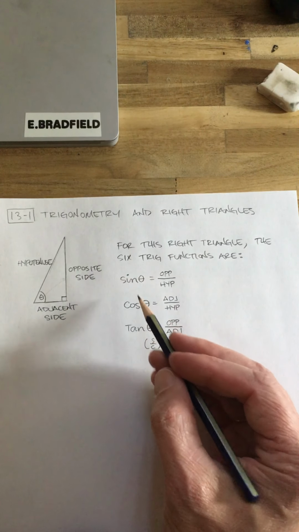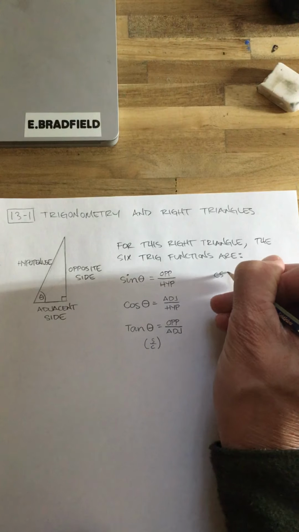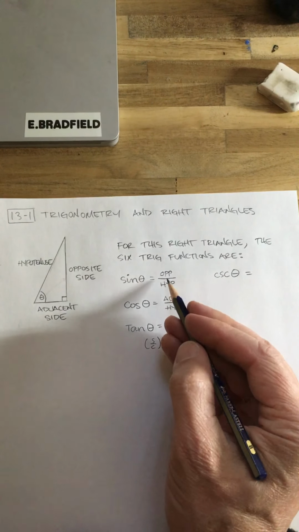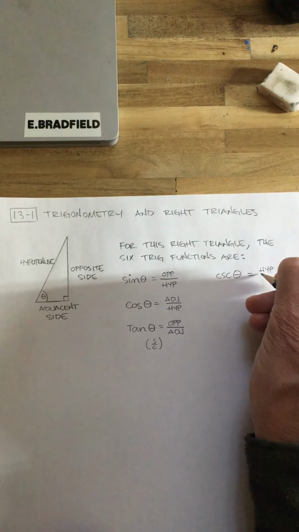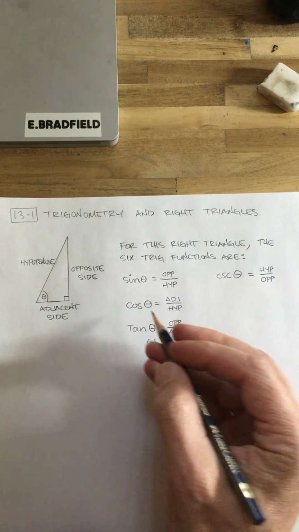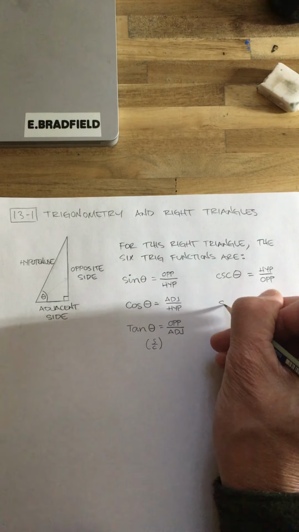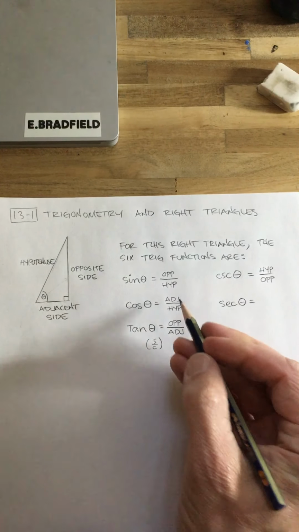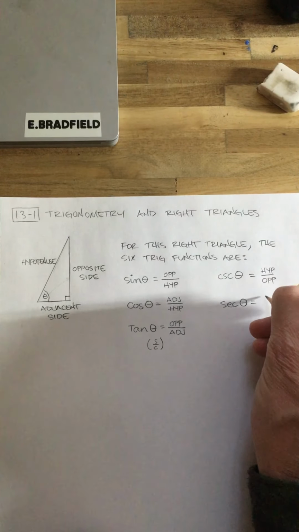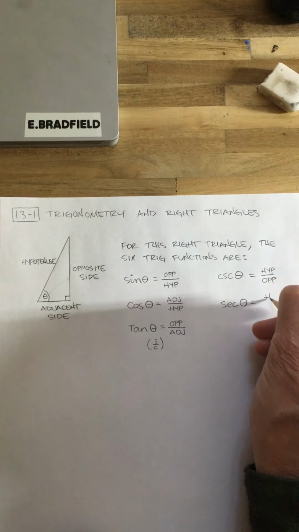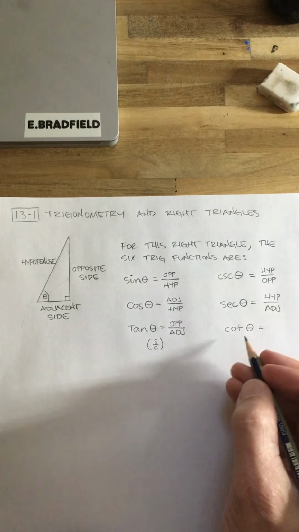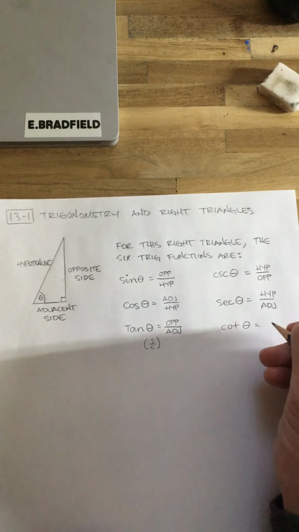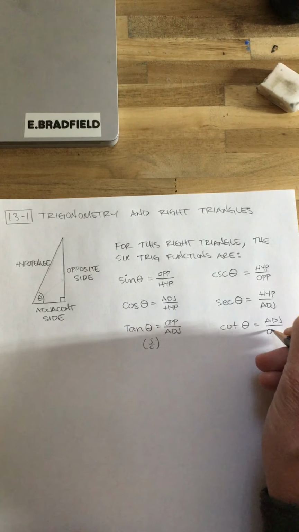I always list them in this order: sine, cosine, tangent. Then I have the cosecant of theta, which is the reciprocal of the sine ratio, the hypotenuse over the opposite side. Then for the cosine, we have the secant of theta, which is the reciprocal of that ratio, the hypotenuse over the adjacent side. And then finally, for the tangent, we have the cotangent of theta, the reciprocal of that, so the adjacent side over the opposite side.